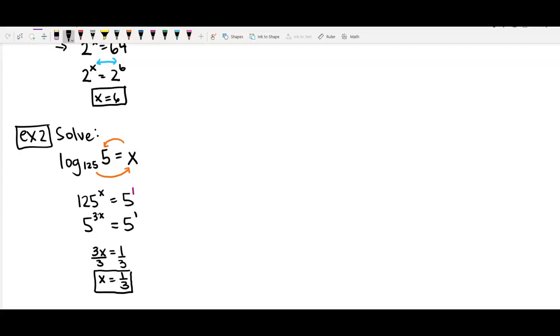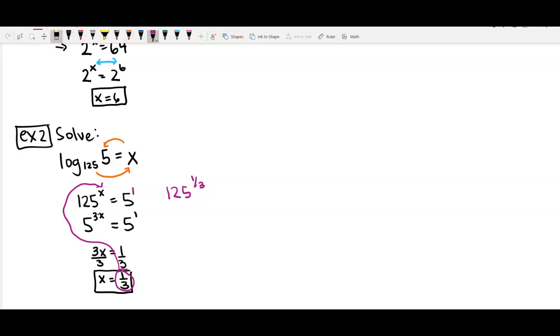Let me see if I put this 1/3 back in here. Let me go back to this point. If I put 1/3 back in place just to check it, you're not going to want to put it in here because you're not really sure how to check that, but you could put it in here. And we're thinking 125 to the 1/3 power, and that does give us 5.